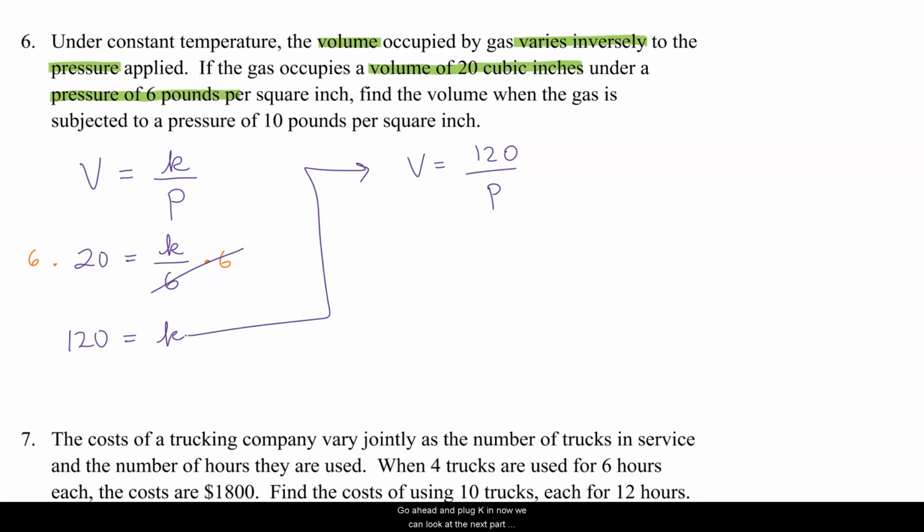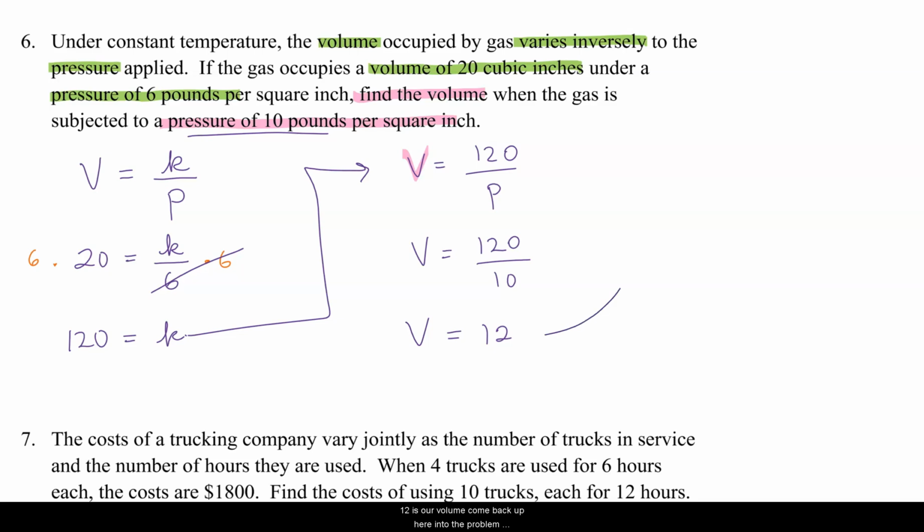Now we can look at the next part of the second sentence. Find the volume. So I'm looking for V when the gas is subjected to a pressure of 10 pounds per square inch. I know P is 10, so I can plug that in. Division here, 120 divided by 10 will give us 12. And 12 is our volume.